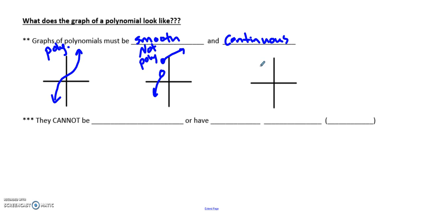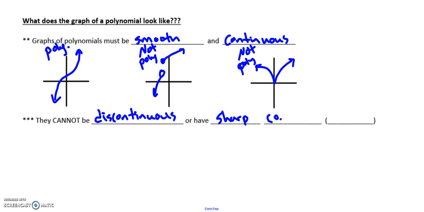Or if I had a graph like this that came down and then went back up, even though it's continuous, it has this sharp corner down here, so he would not be a polynomial. He's not what we call smooth. So he's not a poly. So they cannot be discontinuous, or have sharp corners. And the sharp corners are called cusps. Not that you need to know that, just a little bit of extra math knowledge for today.